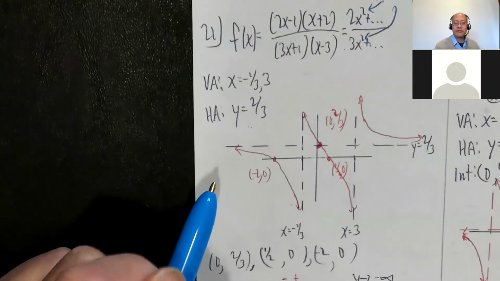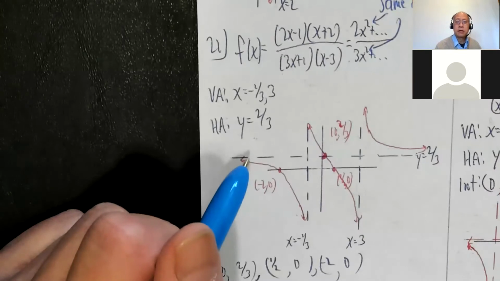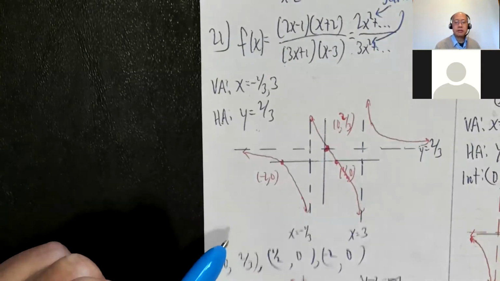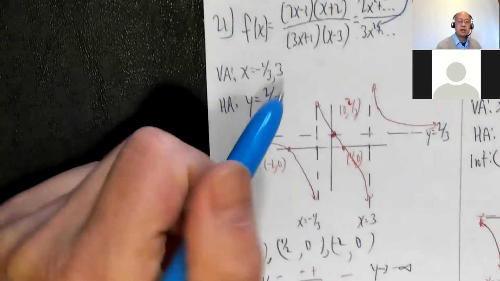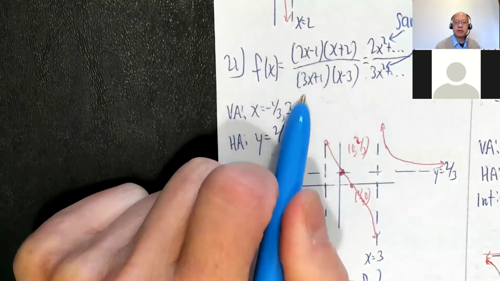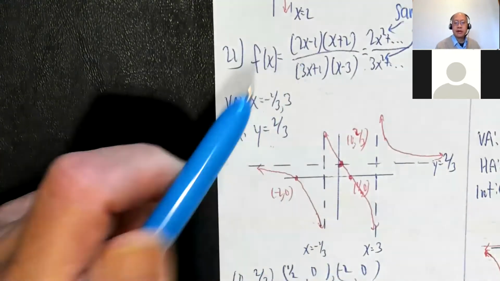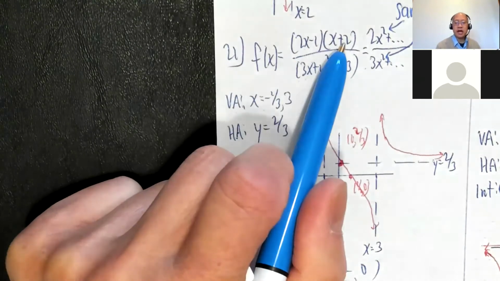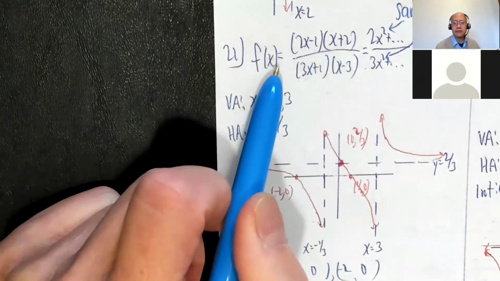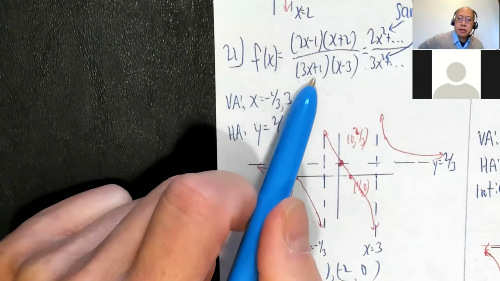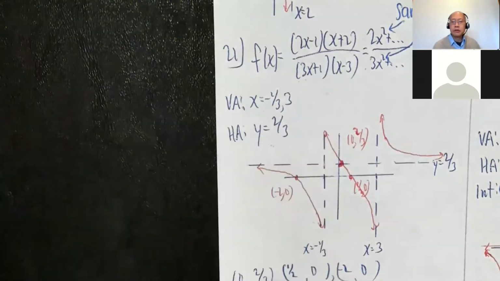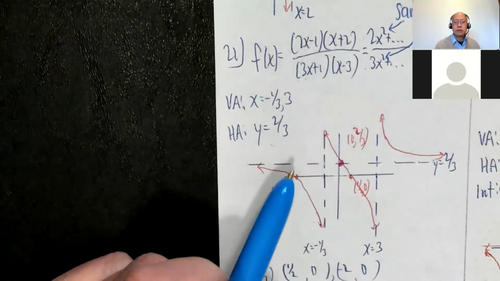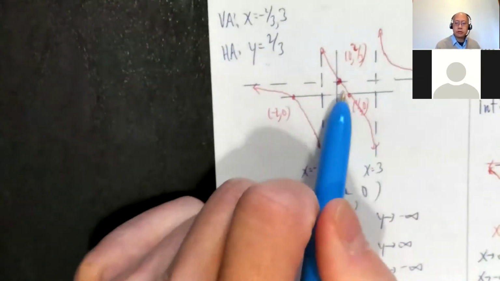Okay, and what about all the other stuff? Let's get the intercepts. Plug in x equals 0. Put a 0 there, 0 there, 0 there, 0 there. Well, you get -1 times 2, -2. 1 times -3 is -3. So -2 divided by -3 is 2/3. So 0, 2/3. The graph touches the y-axis right there.